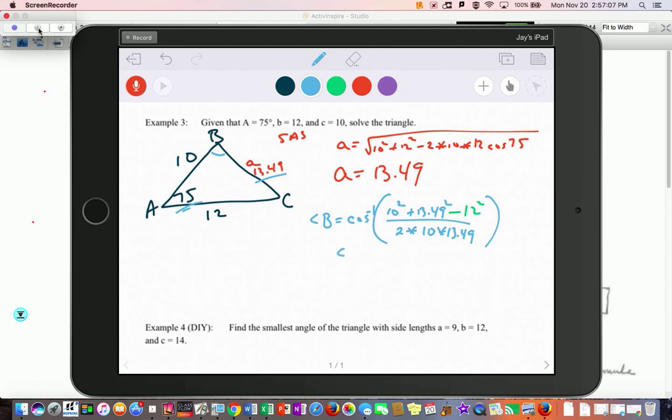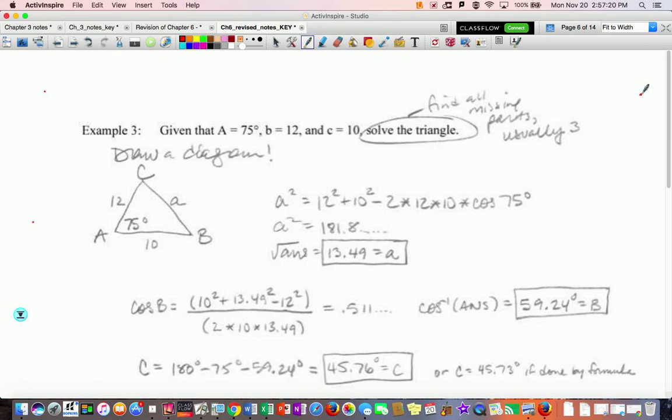All right, so angle B, 59.24 degrees is what you should have gotten on the calculator. And then the final angle is just 180 minus the sum of those two. And so we got 13.49 for the side, 59.24 for that angle, and when you add those answers together and subtract from 180, this is your missing angle.